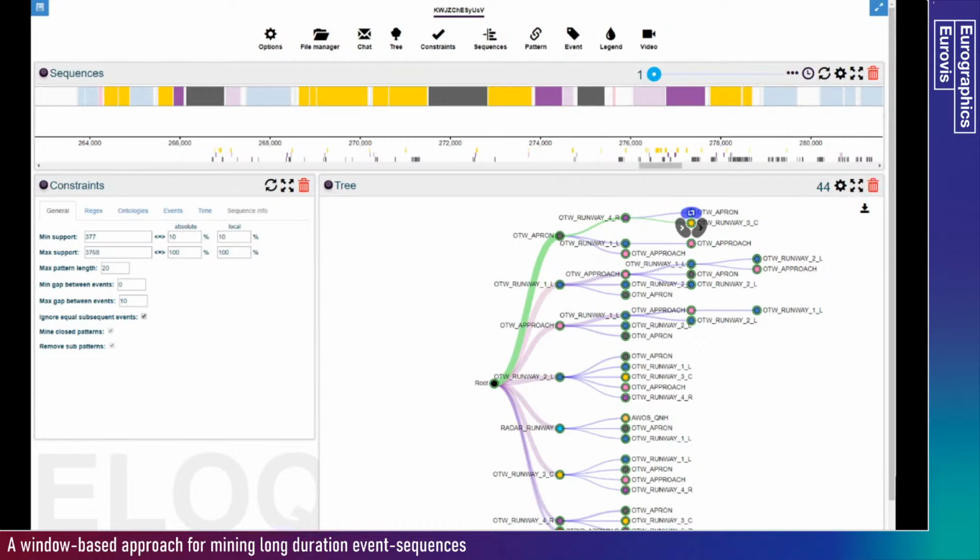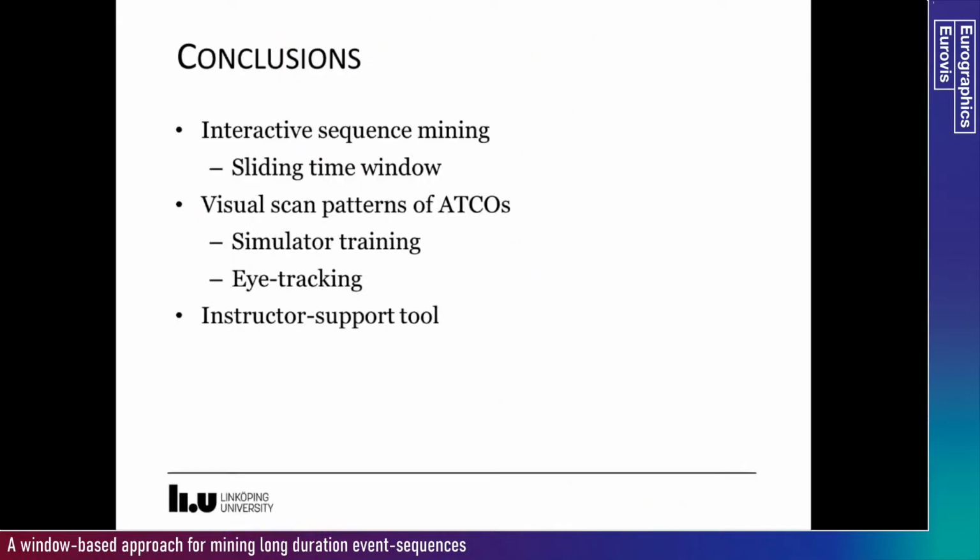These three patterns reflect quite well the three main phases of the landing process and show the potential of the approach for identifying ATCO scan patterns. To conclude, with this work we have proposed an interactive sequence mining approach that allows an analyst to explore long-duration event sequences in search of patterns within them. The approach extends previous work on exploratory sequence mining by adding an algorithm that uses a sliding time window to split event sequences and then mines patterns from the time windows.